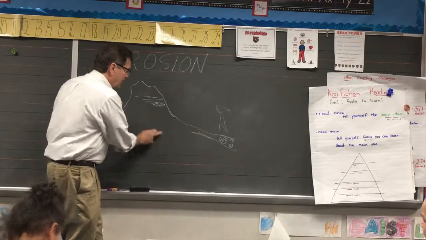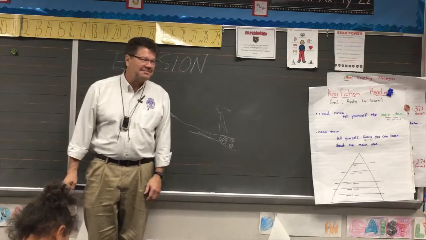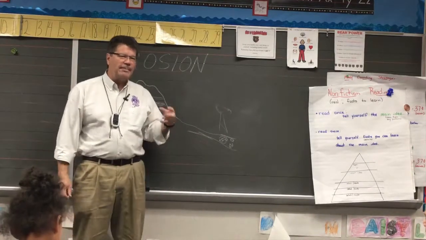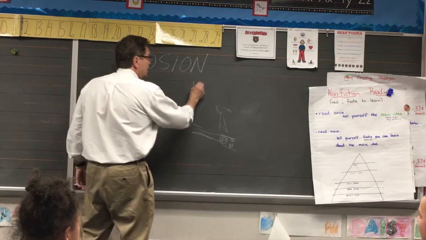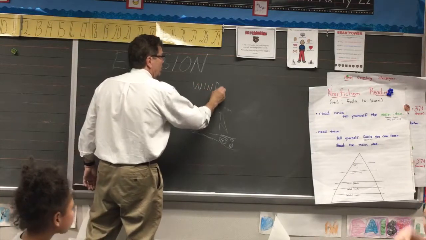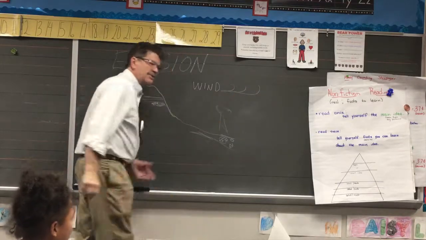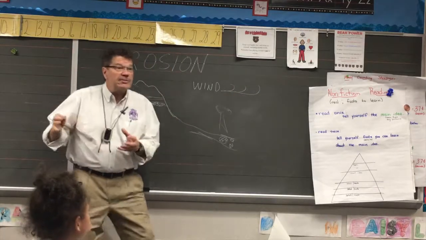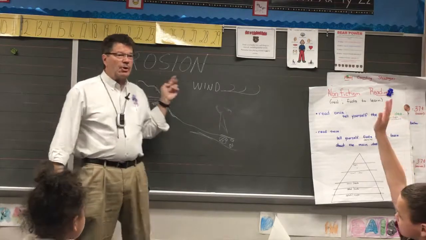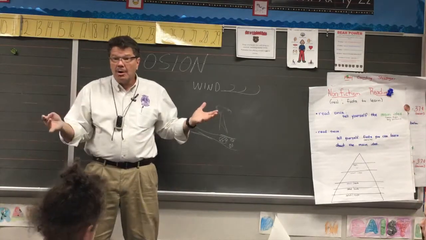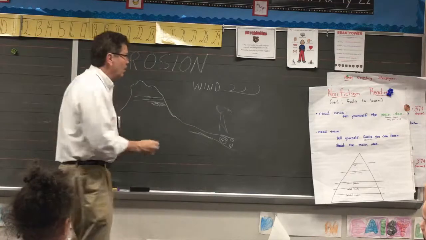You mean it went underground? Nope. But you're onto it. It was rolling, but what made it come down the hill? Yes? The wind. Oh, the wind. Wind can make erosion. Wind usually blows small things, and this is a big rock, but wind will cause erosion. What else do you think could be? Rain. Rain or water.